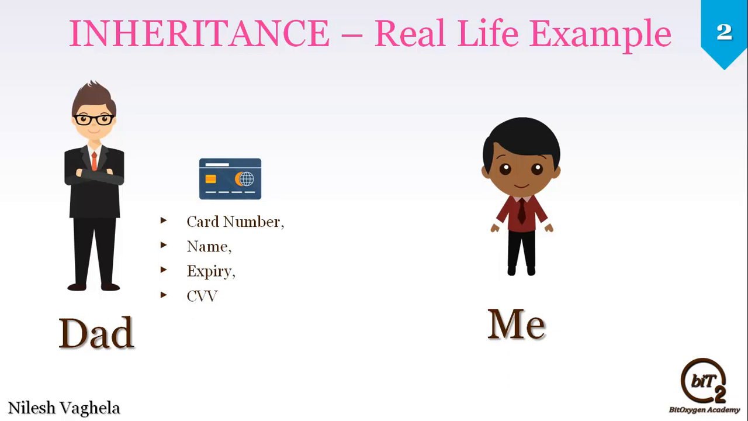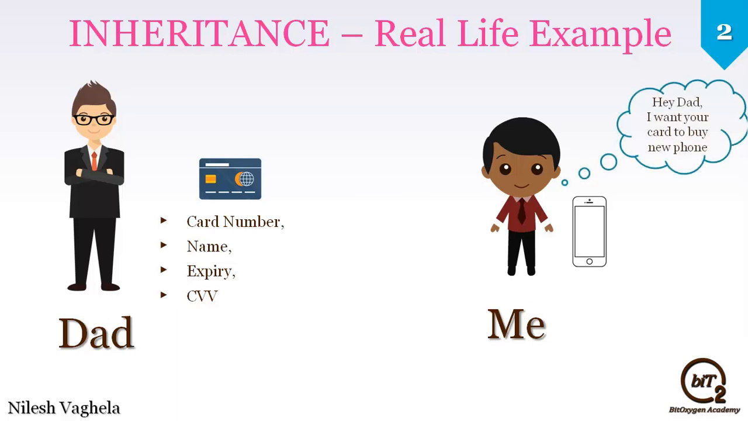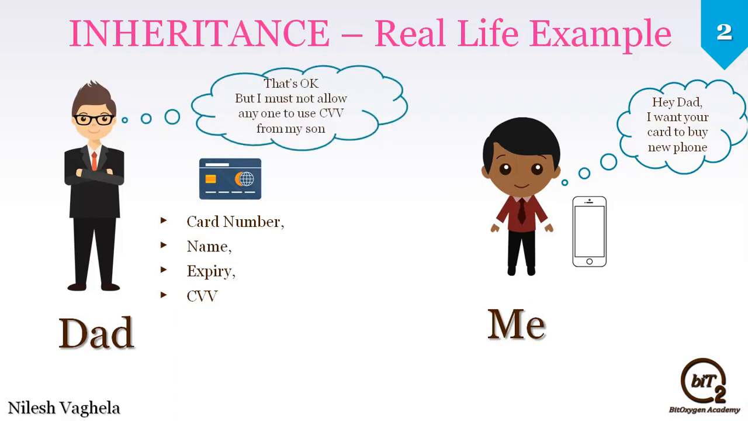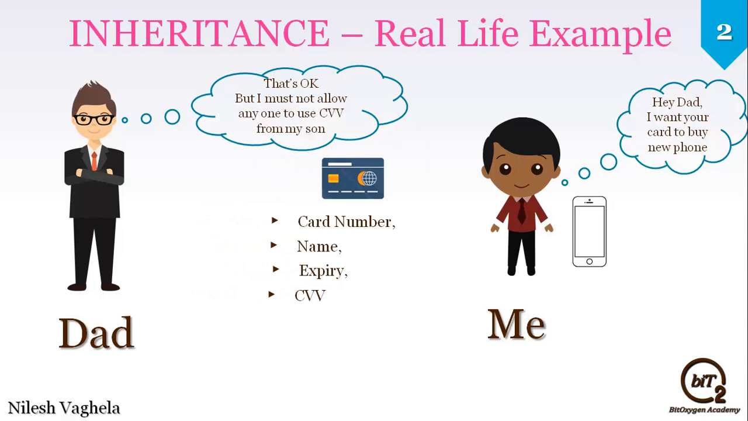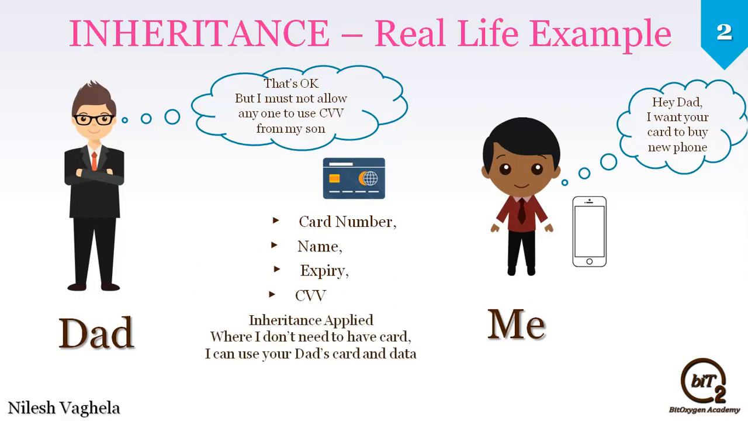Now, I want to buy a phone. So I am purchasing it online, but I need a card or some money for buying this. So I am requesting my dad to give me the card details so that I can continue purchasing my phone, and that is okay. But the only concern my dad has is that the CVV number, which is very confidential, should not be propagated further from me, right? And with this concern he is sharing the data. Over here you can say inheritance is applied, where I don't need to have my separate card, as I can use my dad's card and data because he has allowed me to use that.